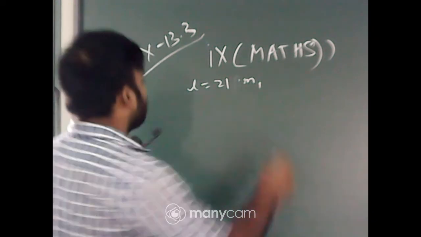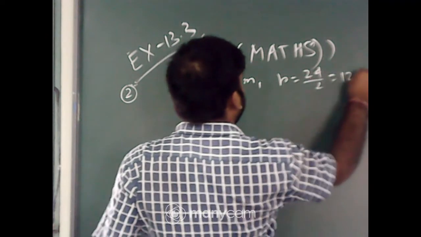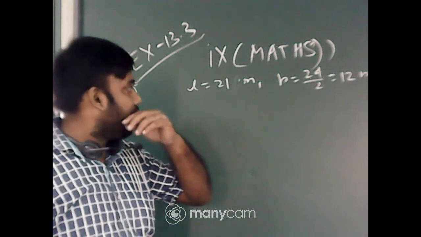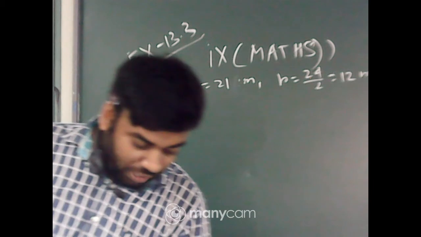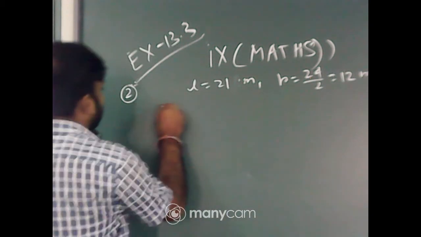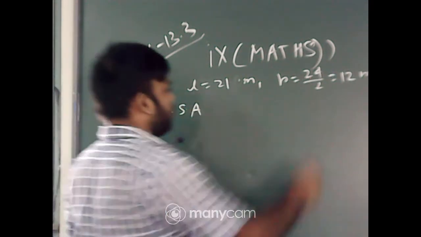It means the radius will be 12 centimeter, as the diameter is 24 centimeter. You have to find the total surface area. Now tell me, what is the formula of total surface area of a cone?